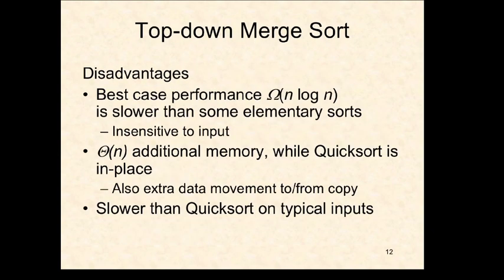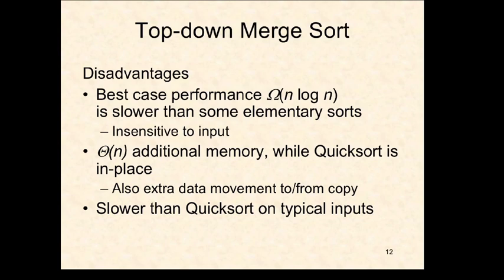Now, a disadvantage is, because it's big theta of n log n, it always has that complexity of n log n. We'll always have n log n comparisons. Merge sort is insensitive to input. It doesn't matter if it's already sorted or not. It's going to take n log n time to sort because it has no idea that it's already sorted. Now, it's going to require O of n additional memory.